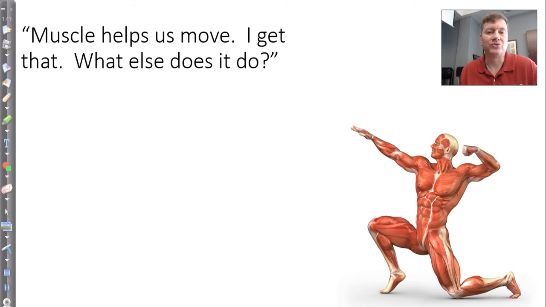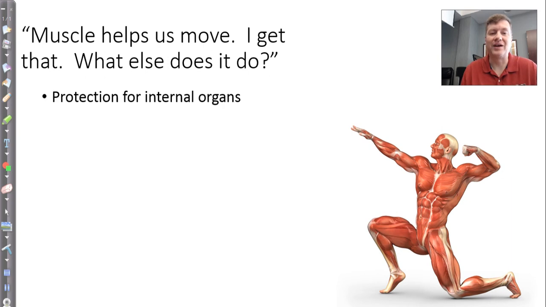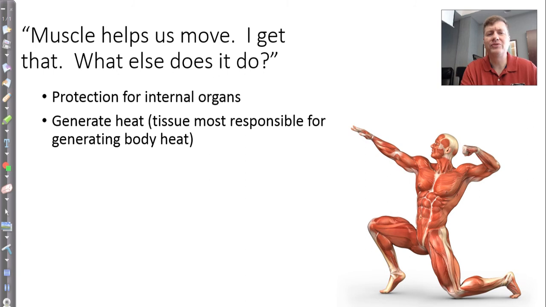So we understand that muscles help us move. We got that. What are some other important functions of muscle besides movement? Muscle does provide some protection for internal organs. Think about your abdominal muscles protecting your abdominal organs, for example. Muscle helps us generate heat. As muscle tissue uses energy, it does produce heat as a byproduct. That's important for homeostasis, right? We have to have a certain temperature at which we best operate, at which our enzymes best operate, for example. So generating heat is another important property of muscle.